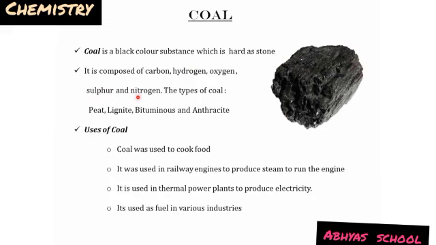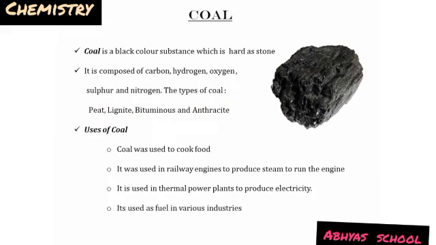The types of coal are peat, lignite, bituminous and anthracite. Anthracite is the hardest coal and it contains about 90% carbon, and it is the best coal because the more the carbon content, the better the coal. Bituminous contains only 80% carbon, lignite contains 70% and peat contains 60%. In households, we use bituminous coal because it produces more heat than peat and lignite, and anthracite is mainly used for industrial purposes.